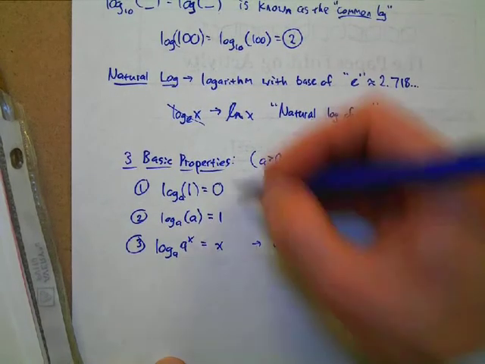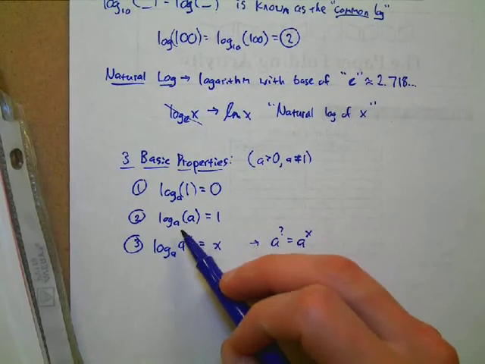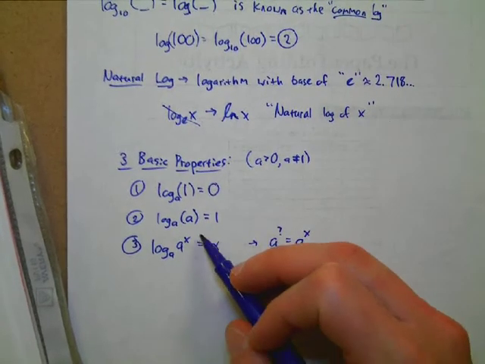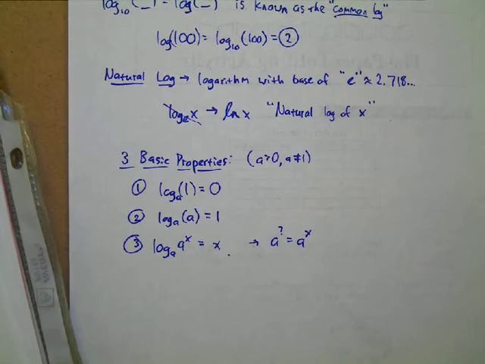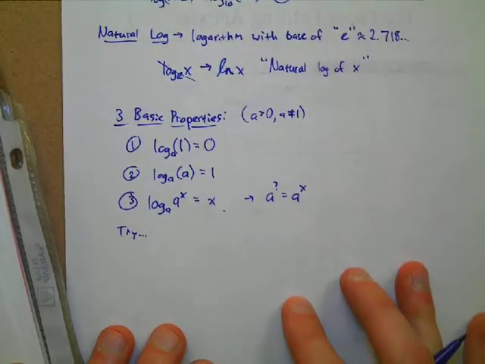Log base a of 1. a to what power gives us 1? 0. a to what power gives us a? a to the first. And then a to what power gives us a to the x? x. Okay, so here's three for y'all to try.